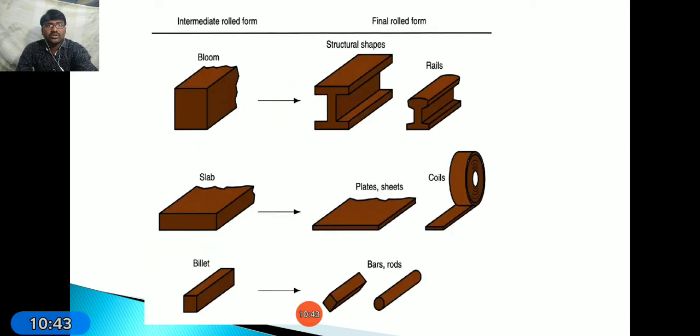Observe some of the rolled parts prepared from the different workpieces. Here the bloom is converted by the rolling process into structural shapes like I-sections and rails. Next, the slab is converted into plates and coils. Next, the billet is converted into bars and rods. These are the different shapes that can be prepared by using the rolling process.